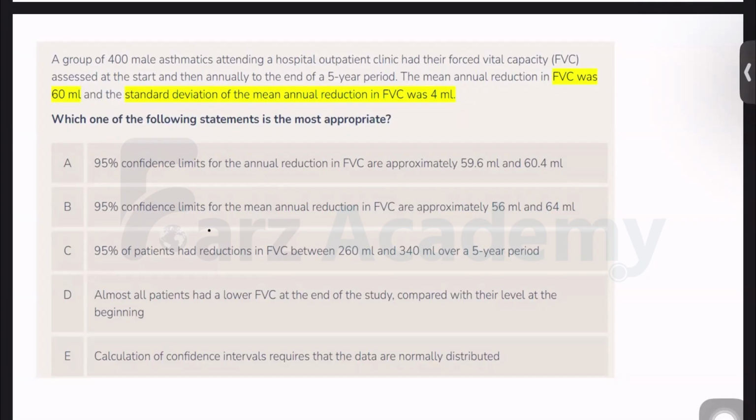Will that be 95 or 68%? 60 plus minus 4 is going to give you 56 to 64, no? So plus minus 4 means plus minus 1 standard deviation. Yes, madam, I made a mistake. So that is 68.